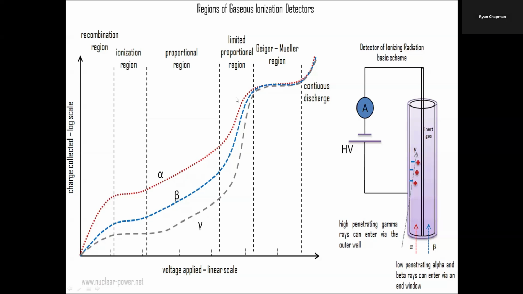In the limited proportional region, the voltage starts to become high enough for the signal to no longer be linearly proportional to the incident radiation energy. It's the transition period between the proportional and the Geiger-Müller regions. And then we get to the Geiger-Müller region.